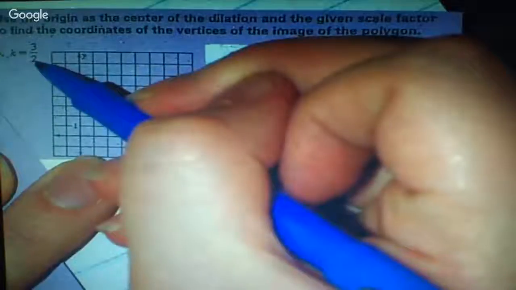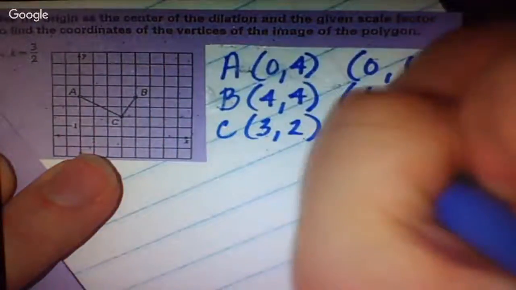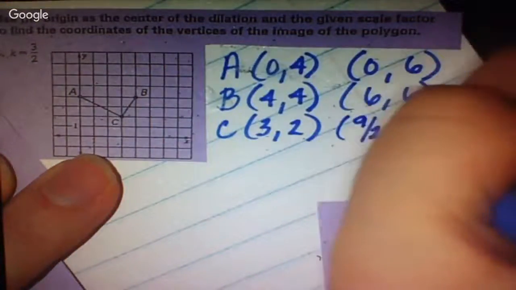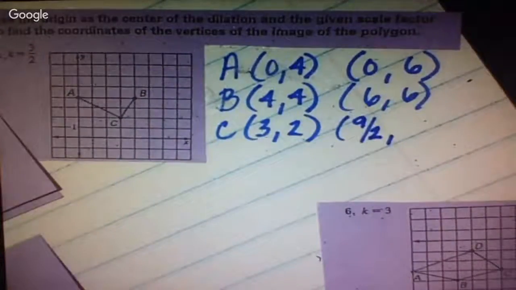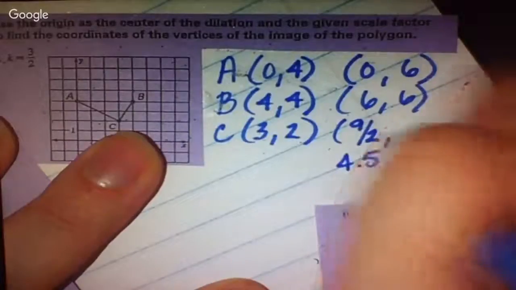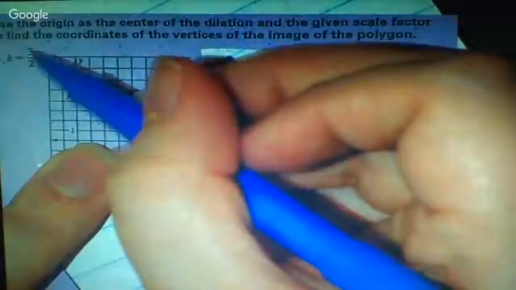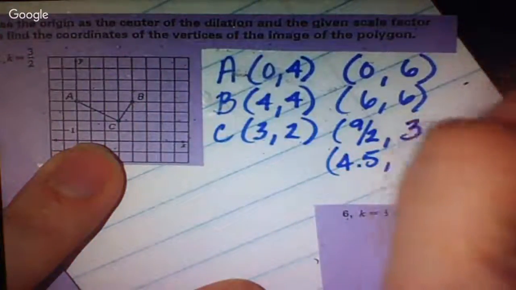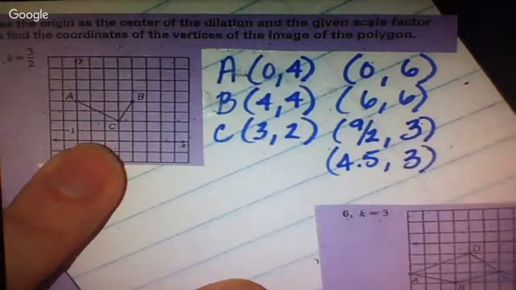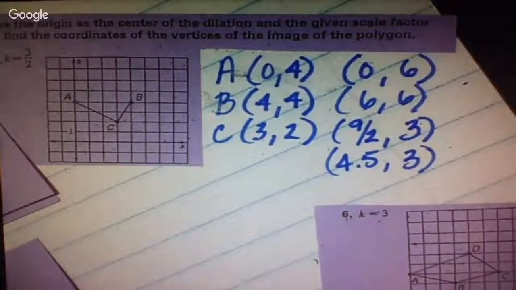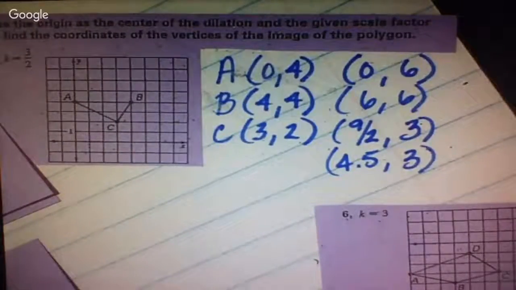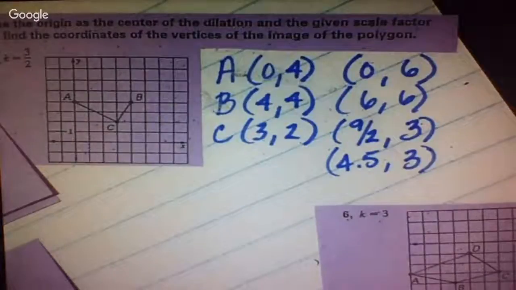3 times 3 is? Divided by 2? We're just going to leave it as 9/2. Or you could do 4.5. That's the same thing. And then 2 times 3 is? 6, divided by 2? 3. So either one of those is correct, whether they want it in decimal form, which is 4.5, or fraction form, it would stay 9/2.